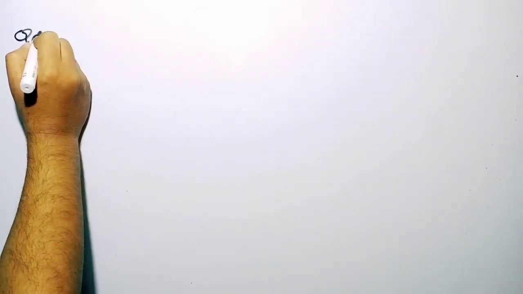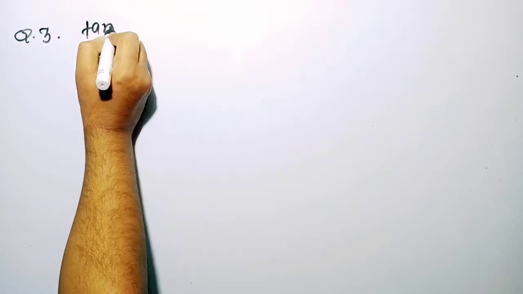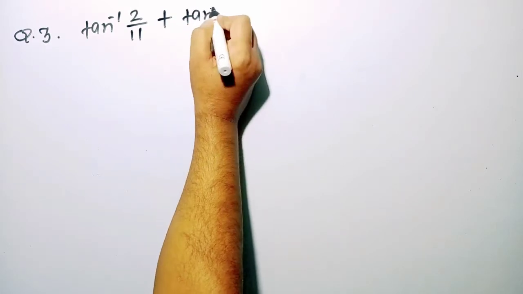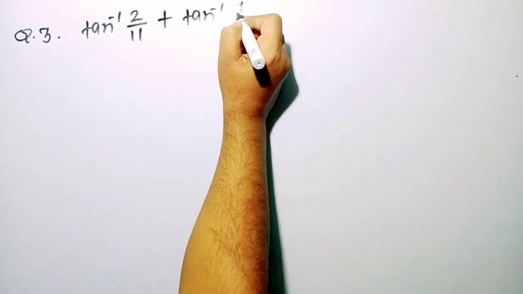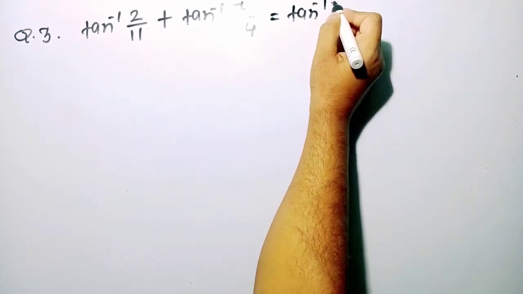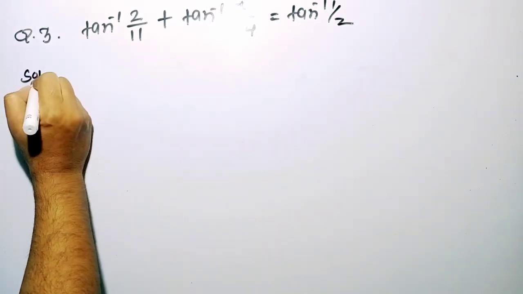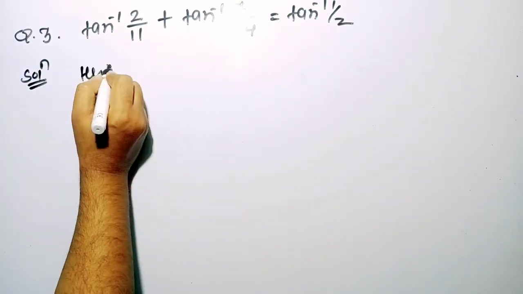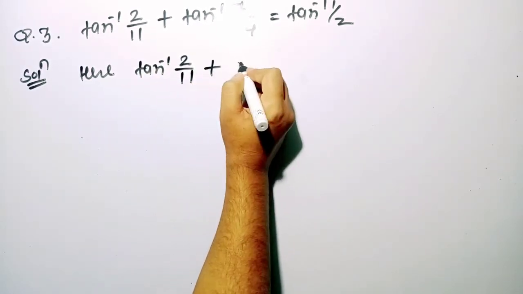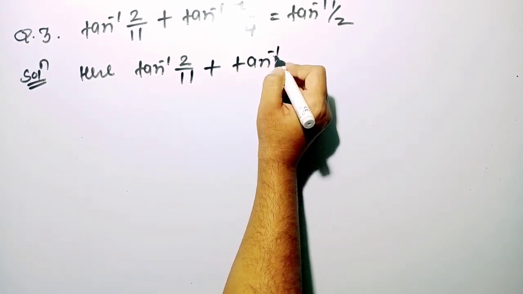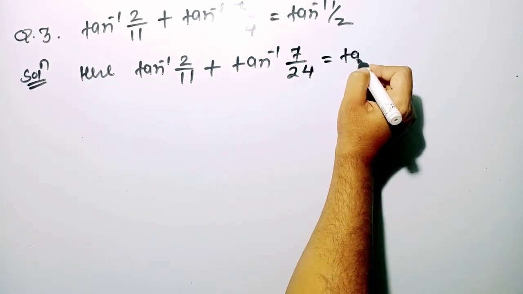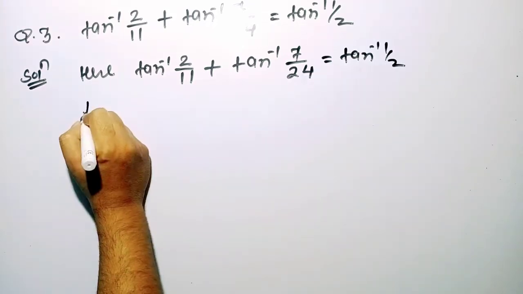Now let us consider question number 3. So in question number 3, tan inverse 2 by 11 plus tan inverse 7 by 24 is equal to tan inverse 1 by 2. Okay students, so we will have to prove these things. Here what is given? Tan inverse 2 by 11 plus tan inverse 7 by 24. Okay students, so we can apply the formula over here.